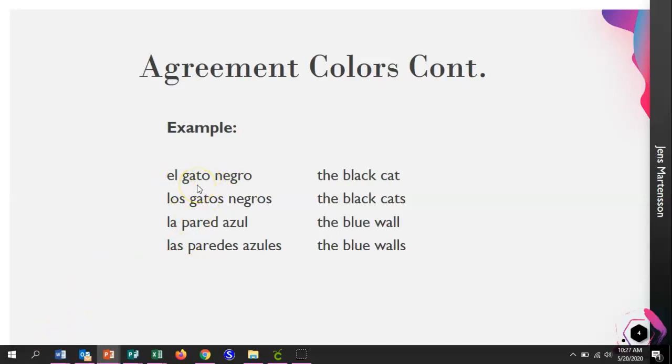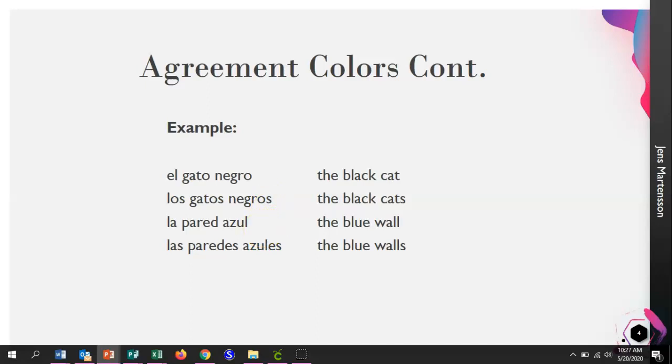El gato. We're talking about one cat, so it's going to say negro, the black cat. If we want to make it plural, we're going to say los gatos. This ended in a vowel, so we're just going to add an S. And because we have to have our adjectives agree with our nouns, we're also going to add an S to negros.